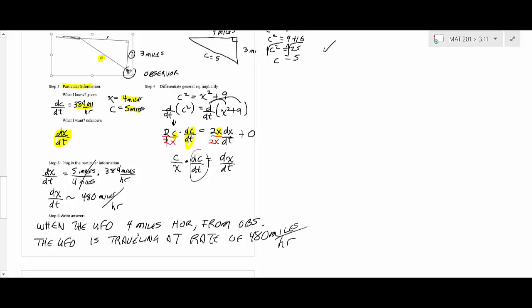But the key thing was the UFO was 4 miles horizontally, or you could even say 5 miles directly from the observer if you wanted to. Then that's what the rate is. So that's it. Does that make sense?